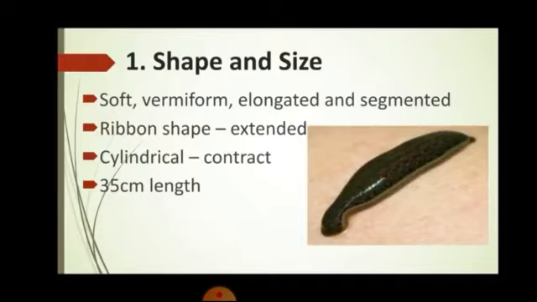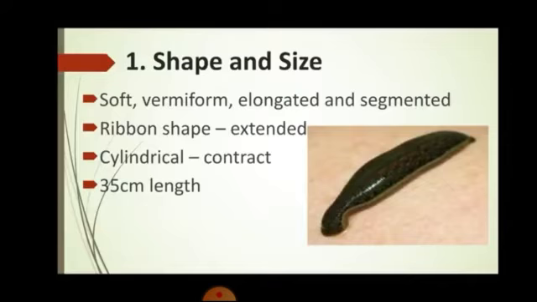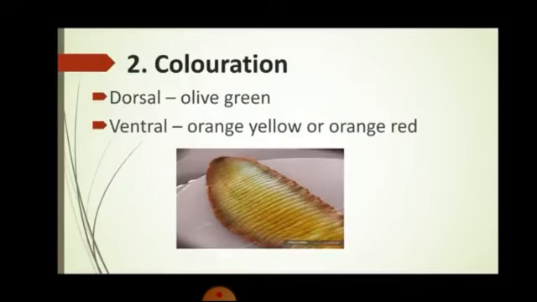And the leeches are hermaphrodite. That means both male and female reproductive organs are present in the same animal. Coloration. The dorsal surface of a leech is olive green and the ventral surface of leech is orange yellow or orange red in color.